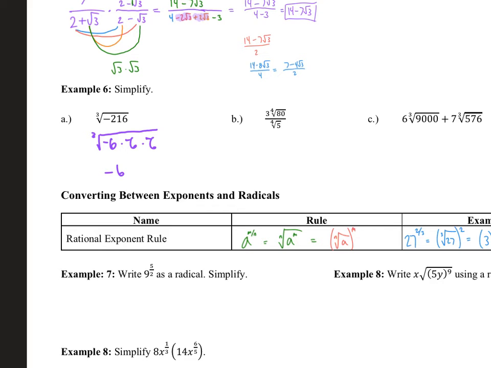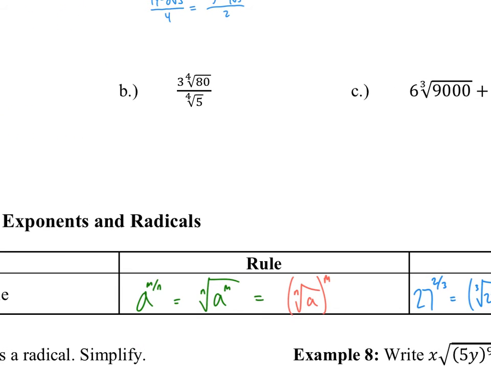Cube root, or the fourth root of 3 times the fourth root of 80 divided by the fourth root of 5. Okay, so how many fourth roots do you know? Probably not that many. But 1 times 1 times 1 times 1 is 1. 2 times 2 is 4, times 2 is 8, times 2 is 16. And 16 times 5 is 80.